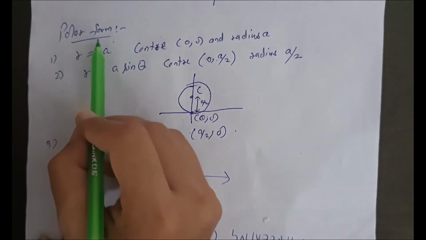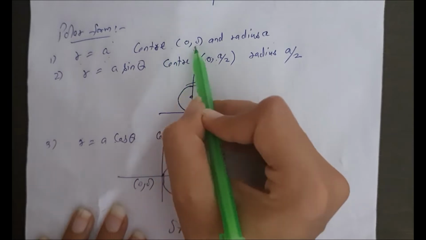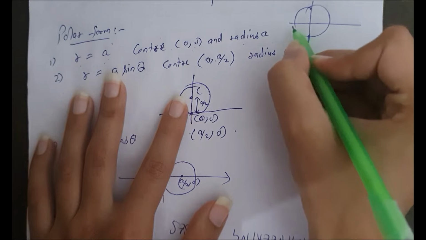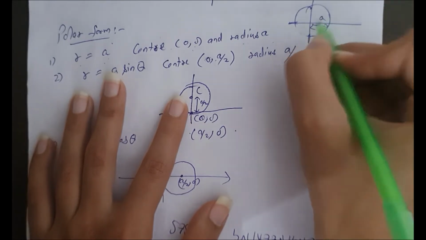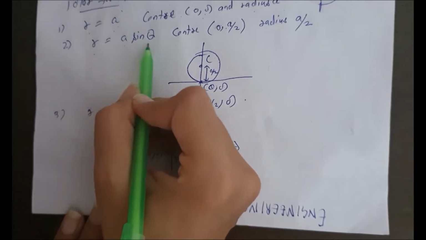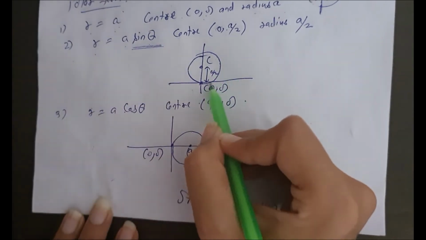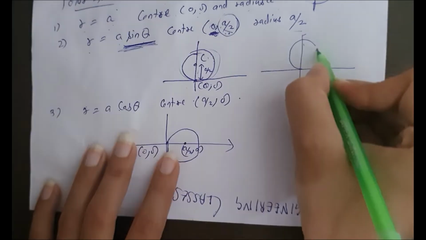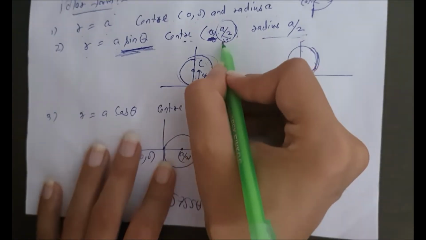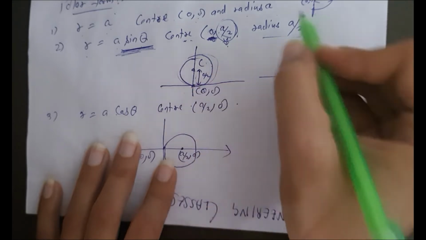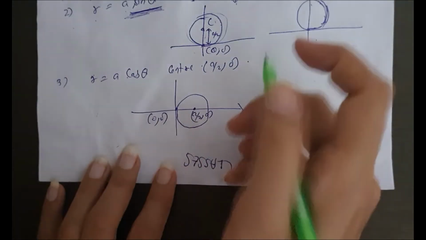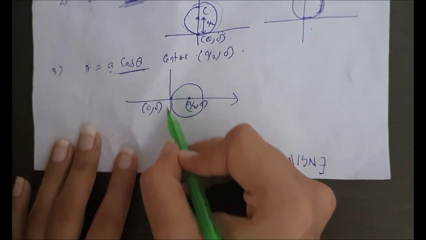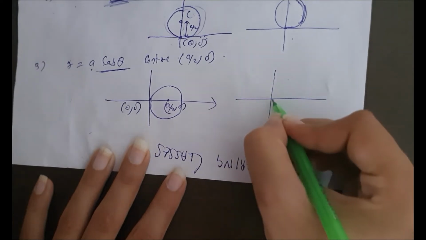Now equation of a circle in polar form: radius is a, center 0 0, then it will be, as I told you, this is a and this is 0 0. r is a sine theta. A sine theta means it is at y axis. If this is x axis, this is y axis, it means this is like this. And it's mentioned that at y axis this is a by 2, it means its radius is a by 2. So we will plot it like this. r is equal to a cos theta means this is at x axis like this.